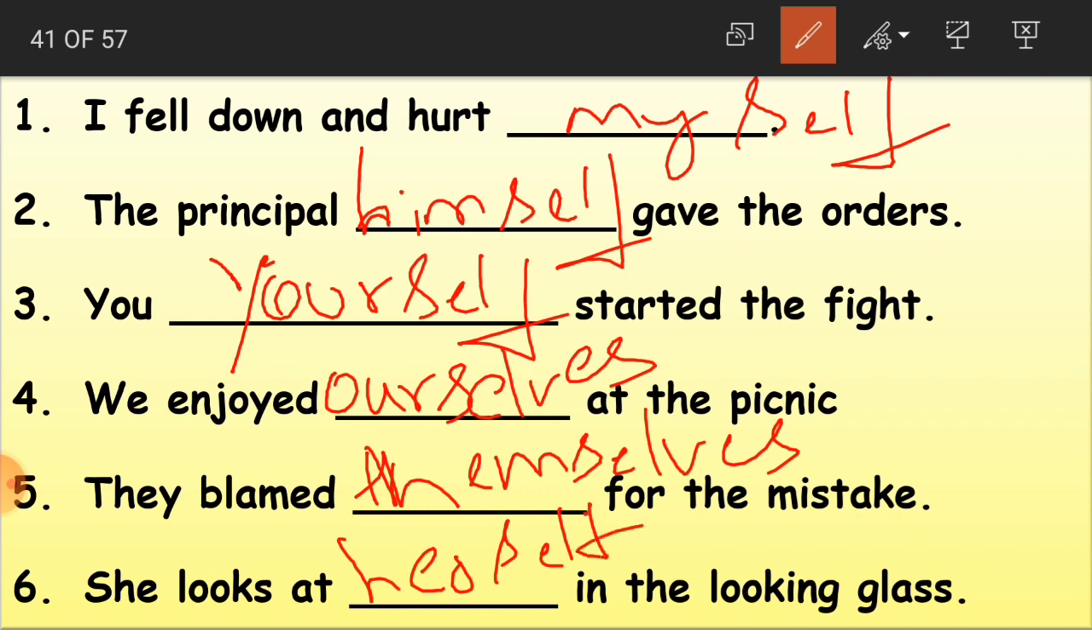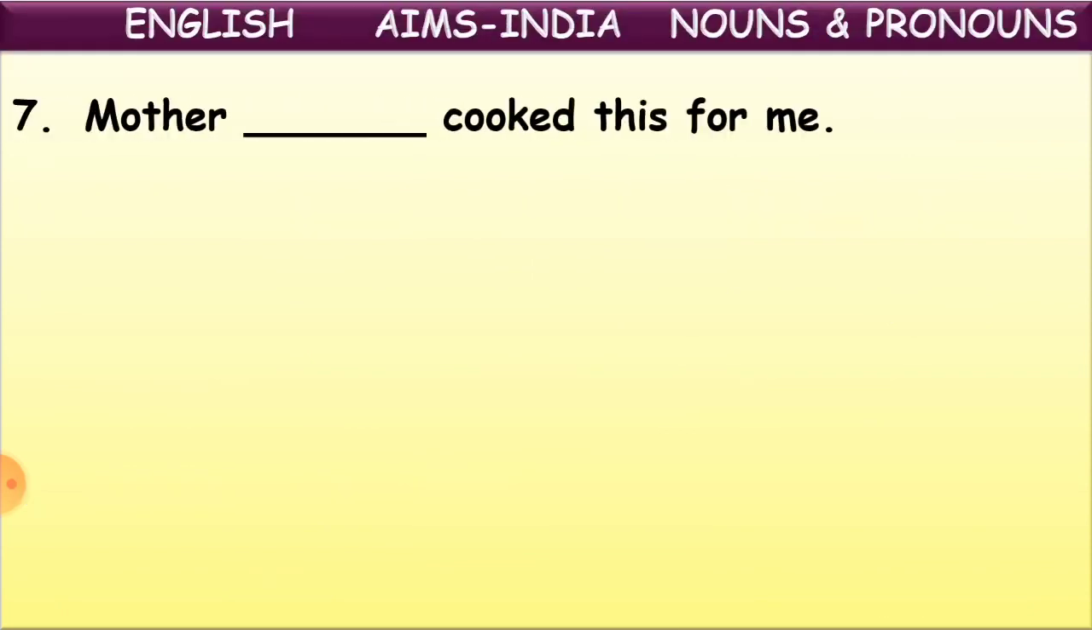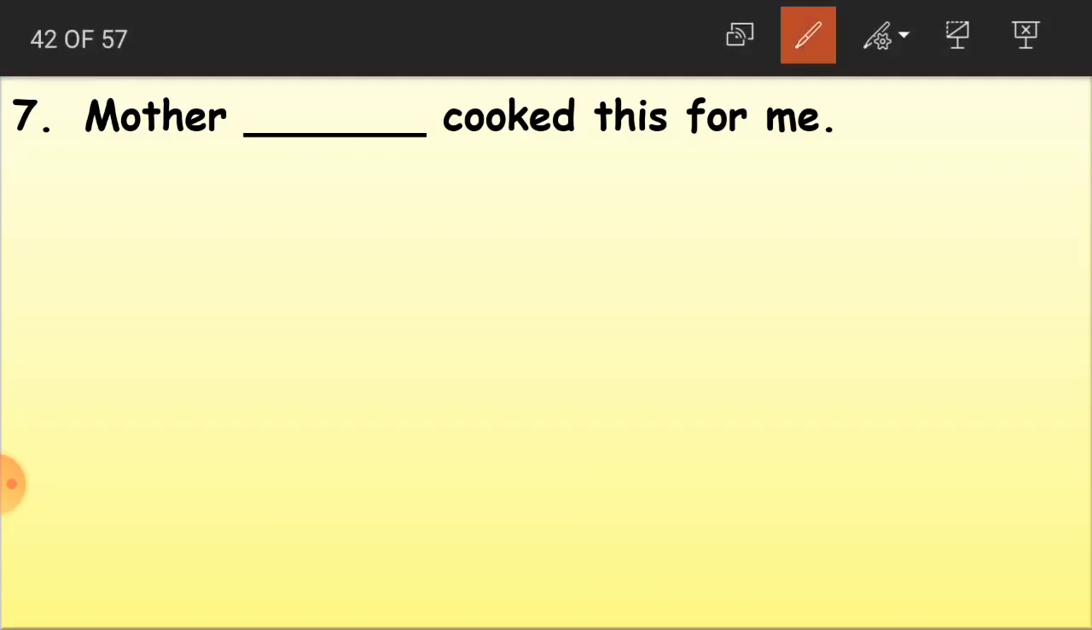So what are reflexive pronouns? Okay, so these are himself, yourself, ourselves, myself. According to the pronoun in the sentence, we have to change the reflexive pronoun. Okay, clear? Now we'll go to the other exercise. Mother dash cooked this for me. Mother herself cooked. It is herself.